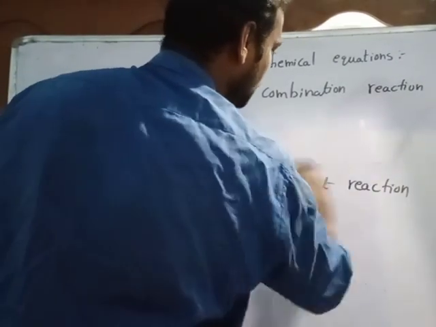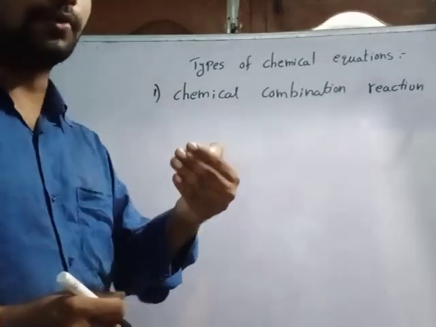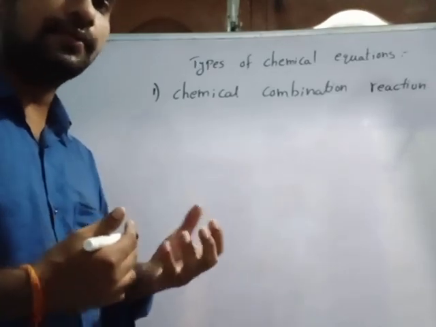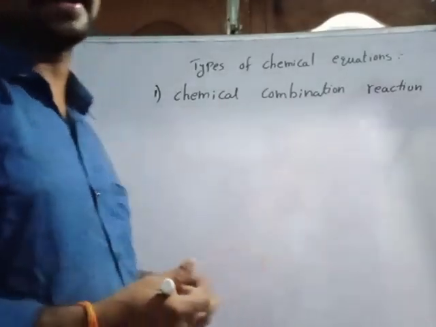So what is chemical combination reaction? Chemical combination reaction means simply two or more substances combine to give a single compound. That is called a chemical combination reaction.